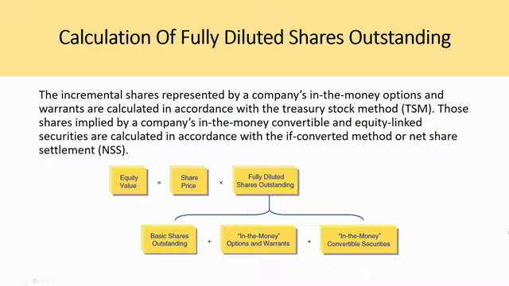So for the in-the-money options and warrants, we're using the treasury stock method, and for the in-the-money convertible securities, we can either use the if-converted method or the net share settlement method, the NSS method. So we're going to go through each of those.